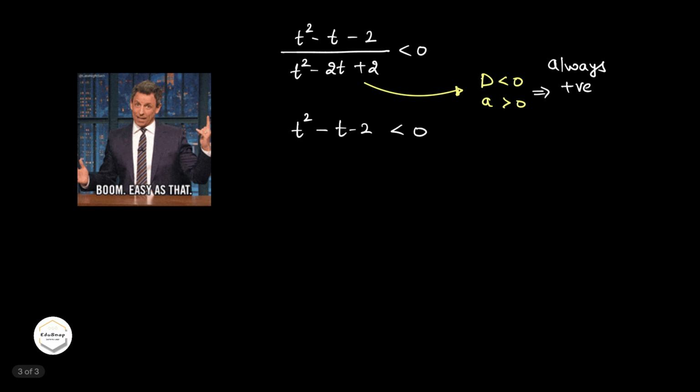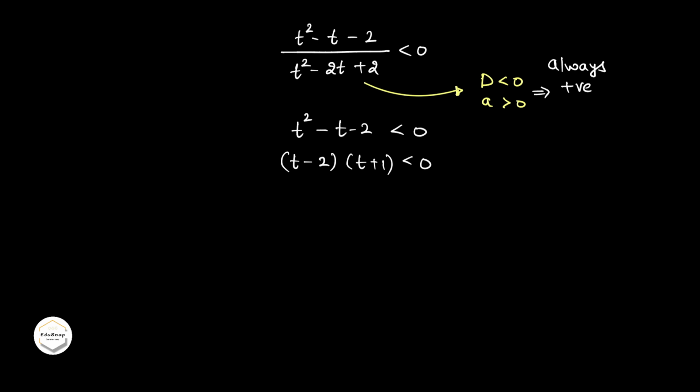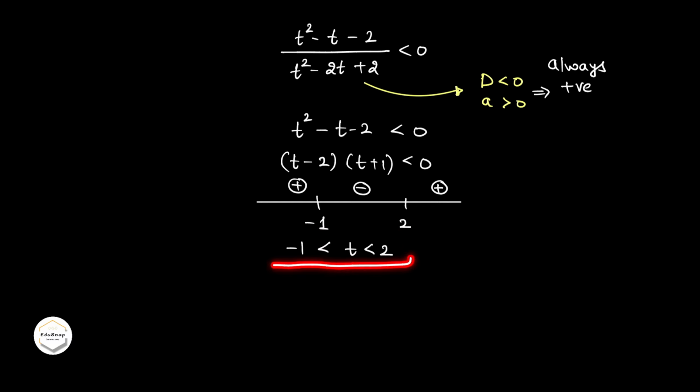Now it is quite easy to factorize this one, and you will get these two factors here. Okay, now if you recall, in the wavy curve method you plot the critical points. So here it is t equals 2, and we have t equals -1. Now we will start with a positive sign, negative sign, and then a positive sign. Okay, and the region we will include, or interval you can say, is the negative part. That is going to be this region only. So here we will say that t must be between -1 and 2.